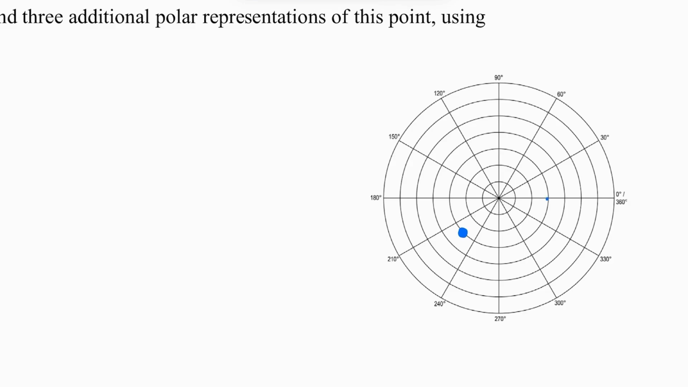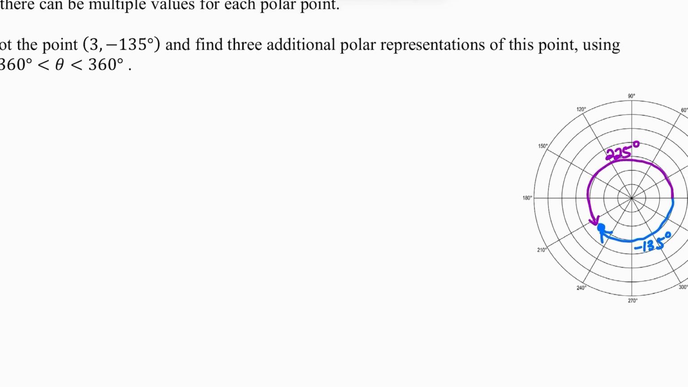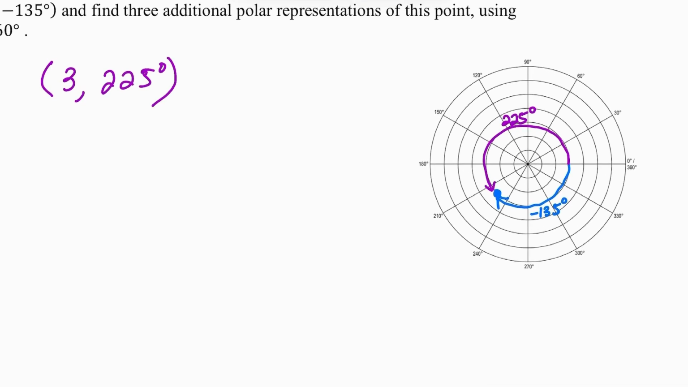So again, the first one that we did was we went in this direction, -135 degrees. What you could have also done was gone in the positive direction and got to that same point, but that would have gone 225 degrees. So I'm going to rewrite this point as 3, 225 degrees. So that's another way of writing the exact same point.